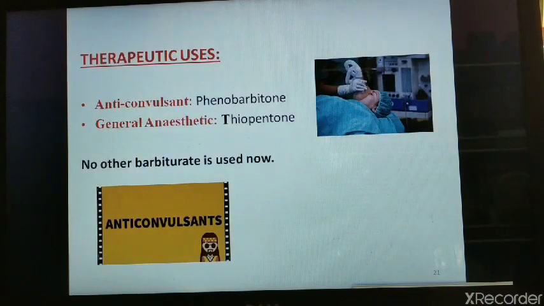The therapeutic uses, as we have already told a number of times, are only in two cases. One is for anticonvulsant therapy, another is as a general anesthetic. Phenobarbital and thiopentone are the drugs which are used as anticonvulsant and general anesthetic. Except for these two drugs, no other barbiturates are used at present.